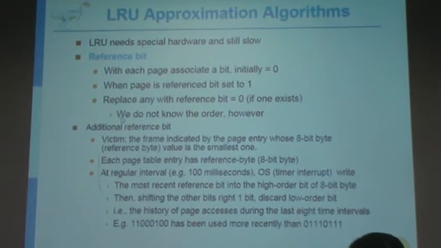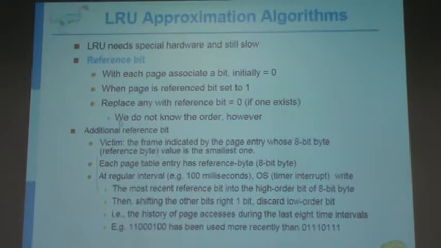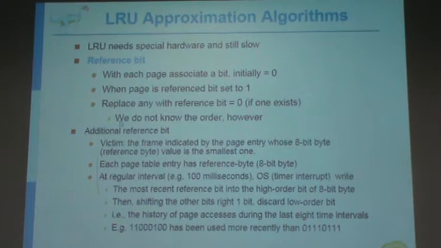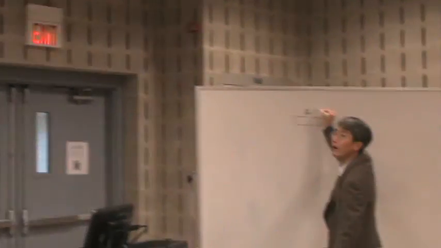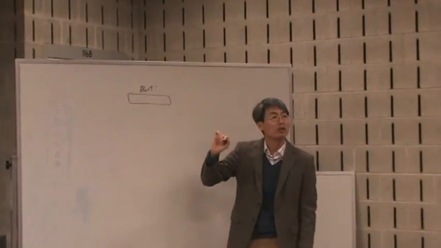So is there any other way to simplify such an algorithm? To address that, there is an LRU approximation algorithm. The LRU approximation algorithm does not consider all the history for each page. Instead, each page has an 8-bit code, so one byte, an 8-bit structure.